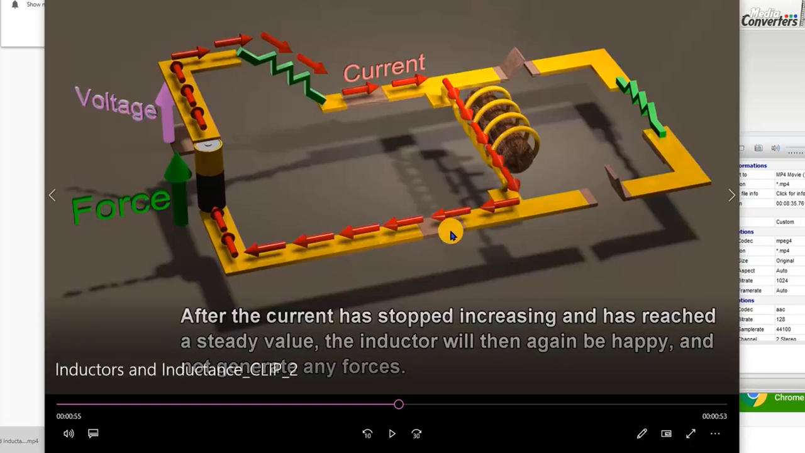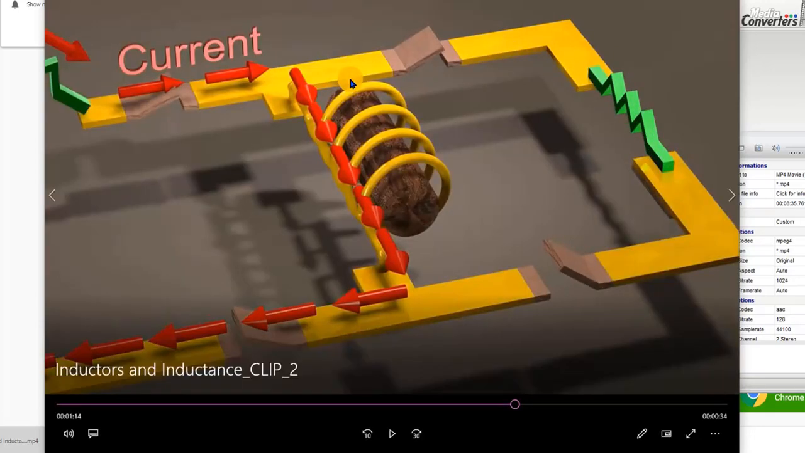So what happens if we suddenly open the switch? Immediately we open the key, the inductor doesn't want the current to stop now. There is a steady current flowing through it, so the inductor will not want the current to stop flowing. It will say, hey, I don't like what you are doing, and it will want to push the current flowing.